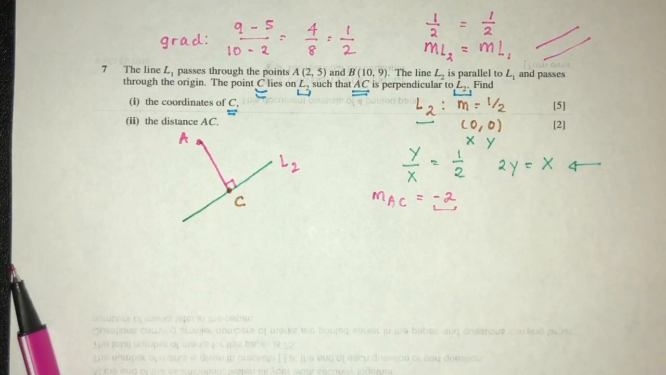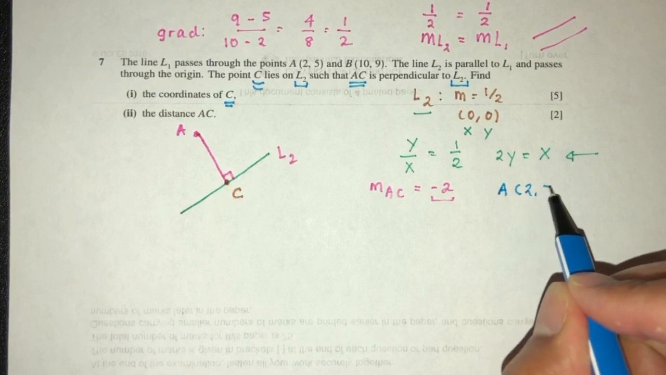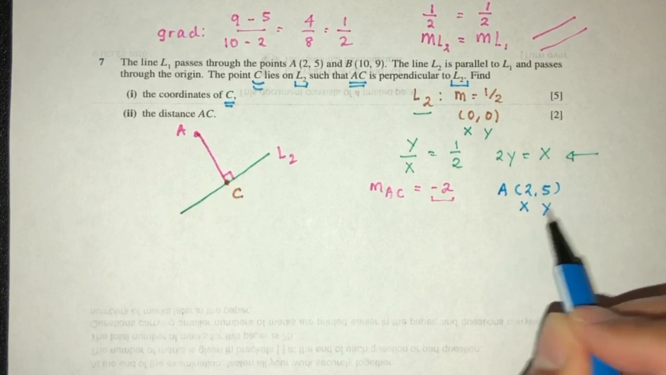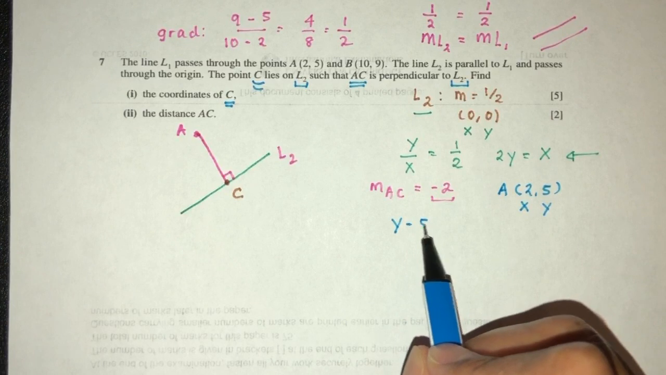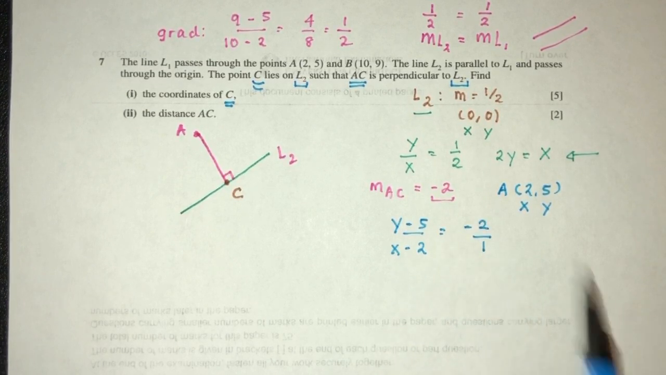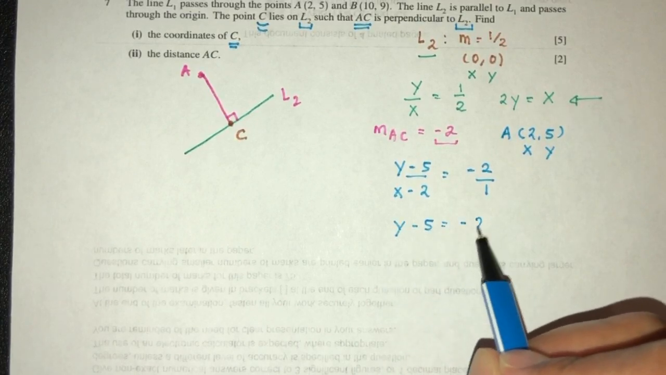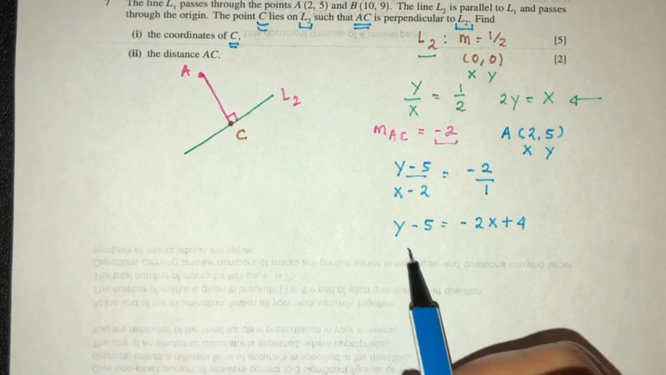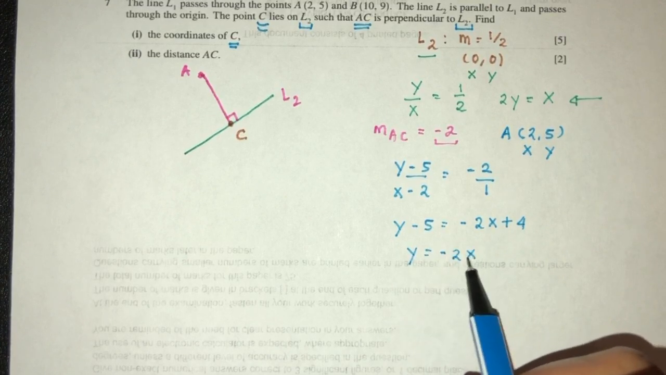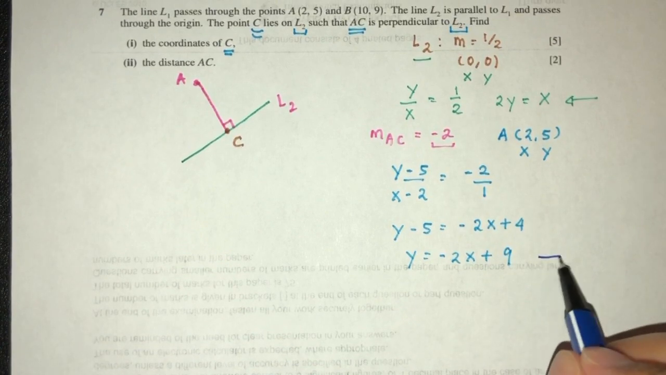Now, what else can we do? We know the passing point is A. That should be (2, 5) given to you. X value, y value. So the equation will be (y minus 5) over (x minus 2) is equal to minus 2. Now cross multiply, you will have y minus 5 is equal to minus 2x plus 4. So y will be minus 2x plus 9. Okay, that is my equation of AC.